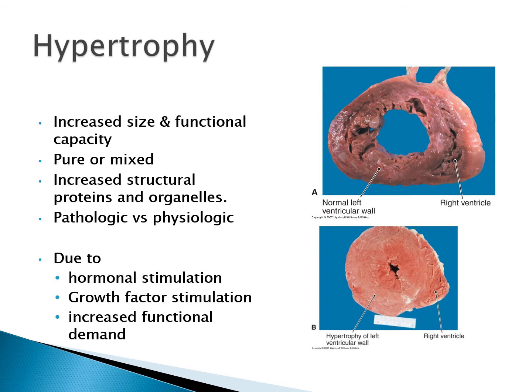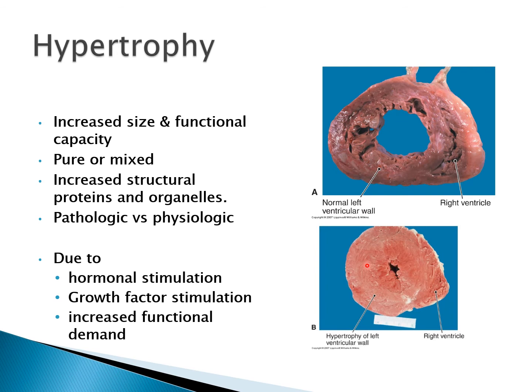The causes of hypertrophy are subdivided into hormonal stimulation, growth factor stimulation, or increased functional demand. For example, the most common example of pathologic hypertrophy is the hypertrophy of the cardiac muscles as a response to hypertension (ارتفاع ضغط الدم) or aortic valve stenosis (الناس اللي بيكون عندهم تضيق في ال aortic valve). So this is the normal heart here. You can look at the thickness of the myocardium of the left ventricle and compare it with the heart with cardiac hypertrophy.